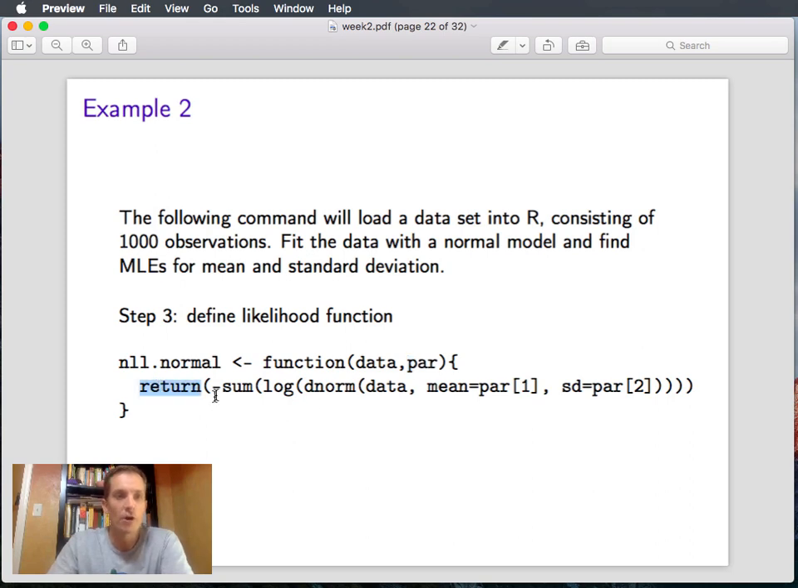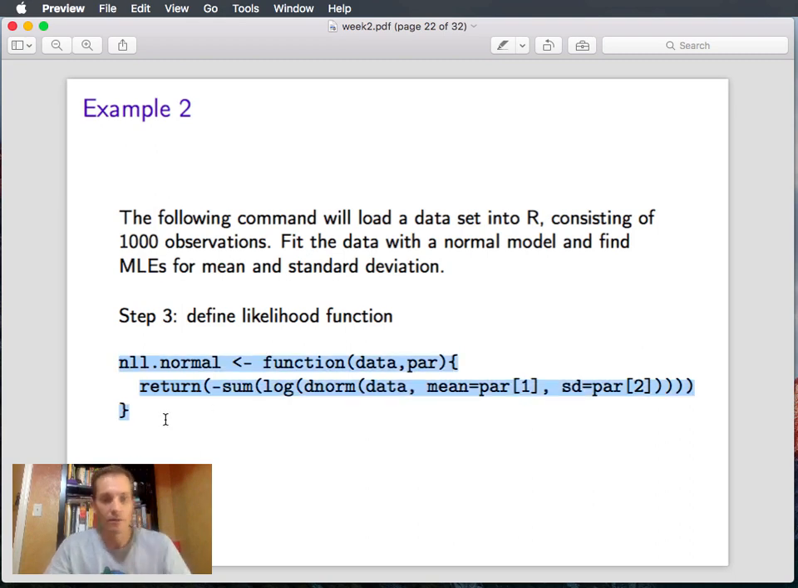Now, how does it work this time? This time I'm going to return the negative sum of the log of the normal density. That's what dnorm is. Normal density has data, mean, and standard deviation. Now there's something a little bit different here. Because this is a 2-parameter model, my parameters that I input are actually going to be 2-dimensional vectors. I'm going to have one parameter for the mean, that's par[1] that you see. And then a second parameter for the standard deviation, that's par[2]. This tells me to put the first parameter in as the mean and the second parameter in as the standard deviation.